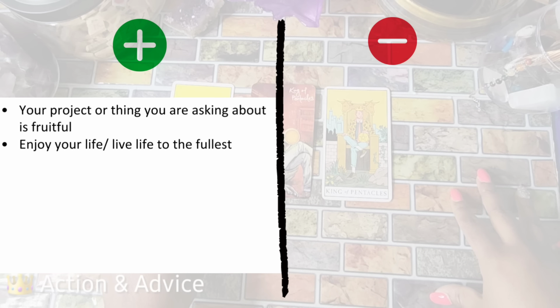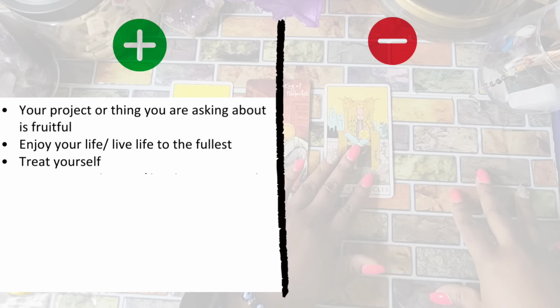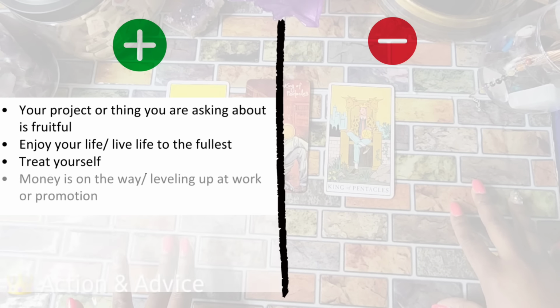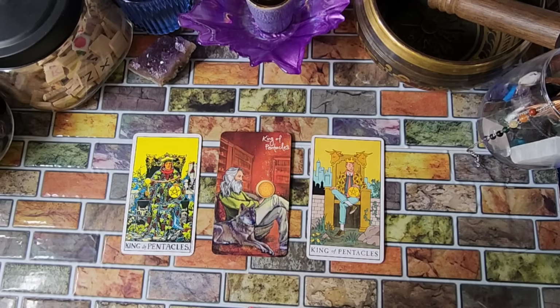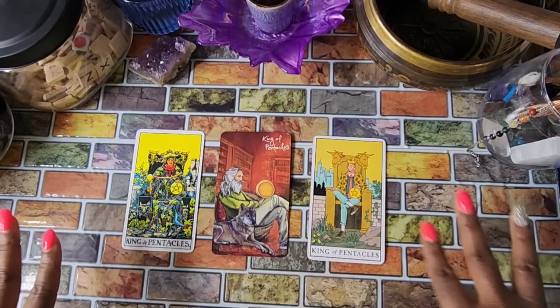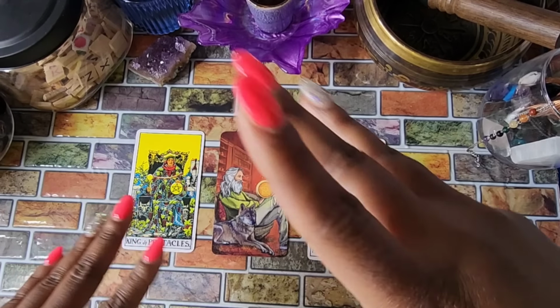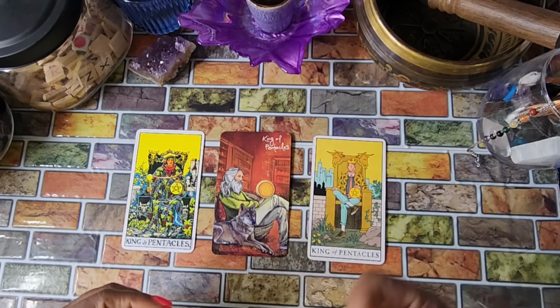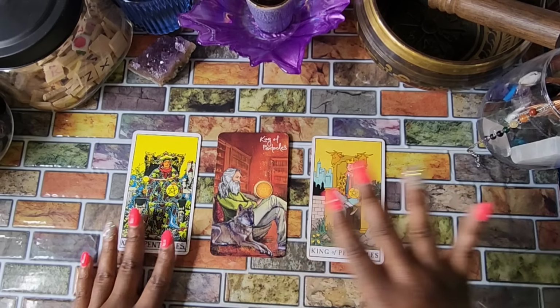What you want, get it. This could be a time where you just need to treat yourself. The King of Pentacles is definitely going to treat himself and treat the people around him. Money is on the way. So you could be leveling up at work. You could be leveling up in your relationship. But this is telling you abundance is on the way. Abundance is on the way in whatever form. Does not always have to be money, but something is on the way for you. You are leveling up, okay?